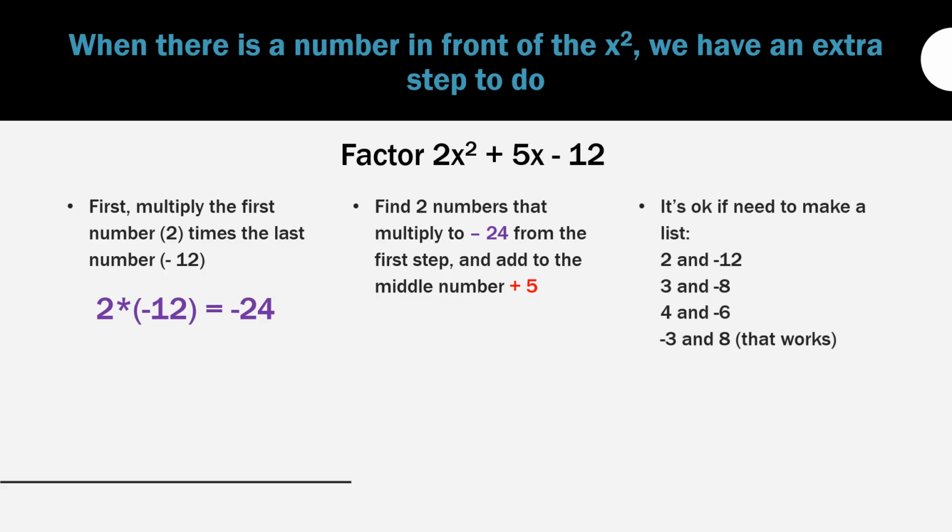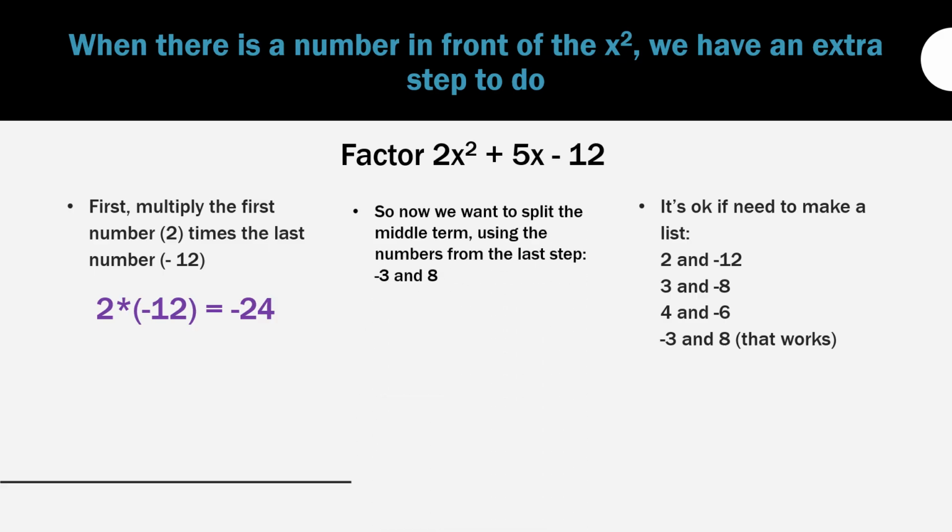So here's a list of numbers I made. 2 times a negative 12, 3 times a negative 8, 4 times a negative 6, negative 3 times a ooh, that one did work. Okay, a negative 3 and a positive 8 multiplies to a negative 24. But when I add, I get a positive 5. And those are the two magic numbers we were looking for. So we want to split the middle term. And we're going to use the two numbers we just came up with, negative 3 and positive 8.